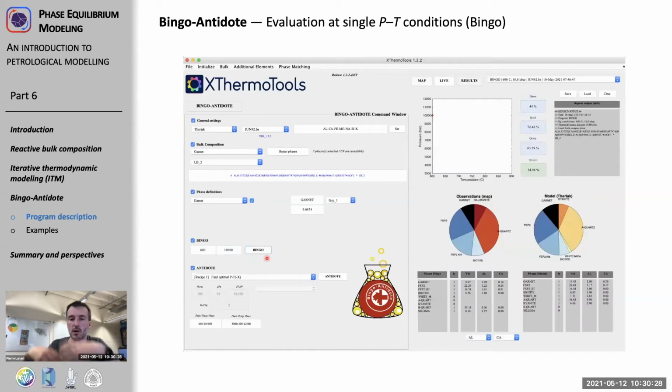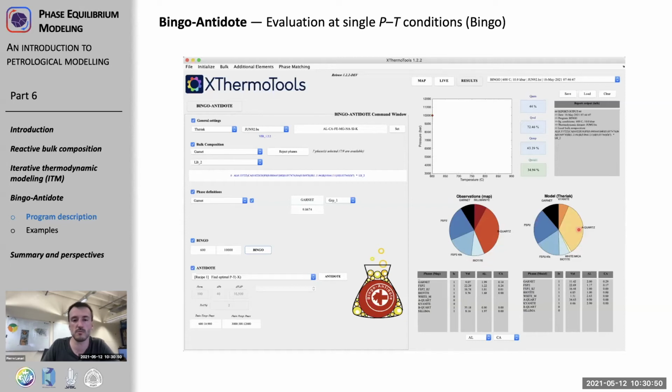program will compare your observation that are shown here on the left with what the model is predicting at your pressure and temperature conditions. Here you see that we have several problems. We have kyanite in the model, whereas we have sillimanite in the observations. We have muscovite in the model, no muscovite in the observation. And the quartz, I'm using the Berman database.